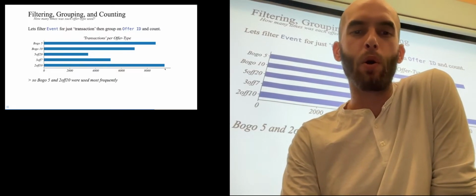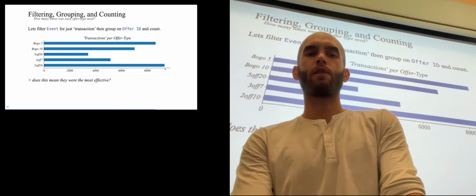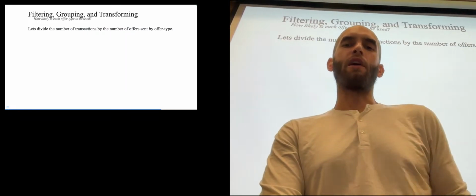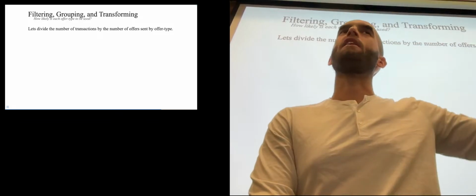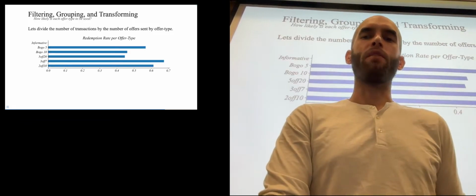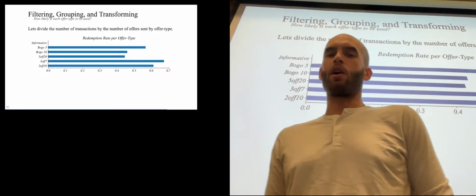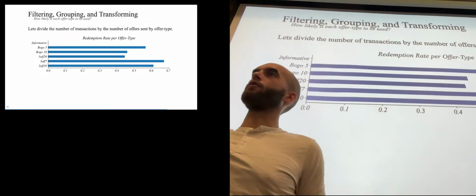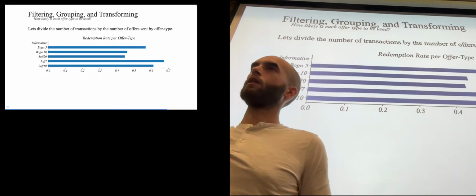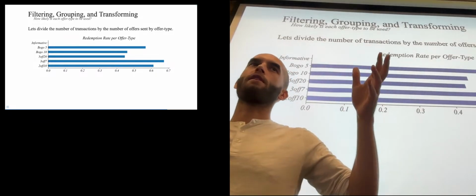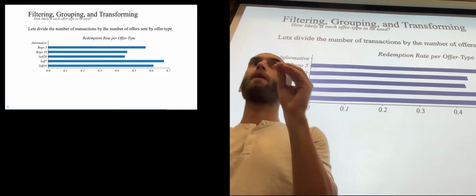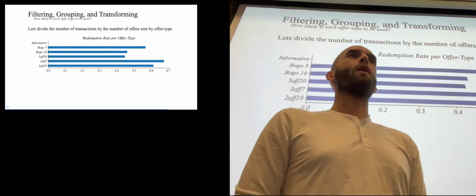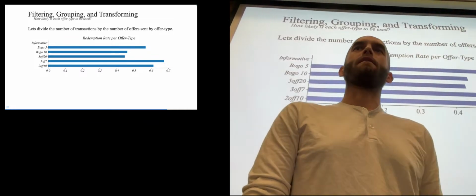Here you can see BOGO 5 and 2 off of 10 are used the most. But this doesn't necessarily mean that those two are most effective, like we talked about, because we need to know how often the offers were actually sent. And then we can find this, which is our redemption rate by offer type. So what I've done here is exactly this. I've calculated the number of transactions by group, and then I've divided that by the number of offers that were sent out by group, which gives us some rate of how often the offer is used when it's sent out.